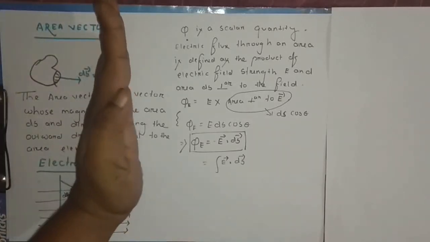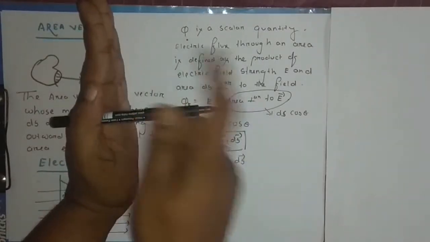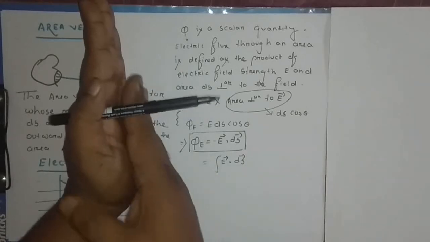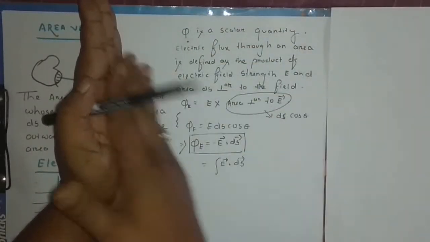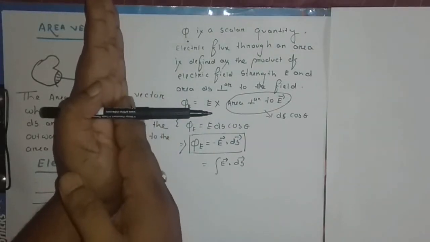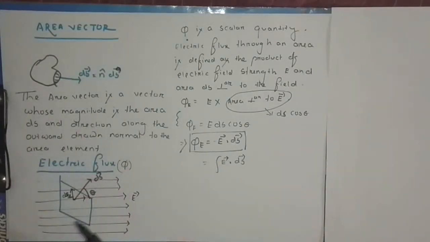Suppose this is my area. What is the area vector? Now look at it. This is the area vector. This is the magnitude and this is the direction. The direction is n cap, always perpendicular, normal to the surface. Is it clear? This is a vector quantity.